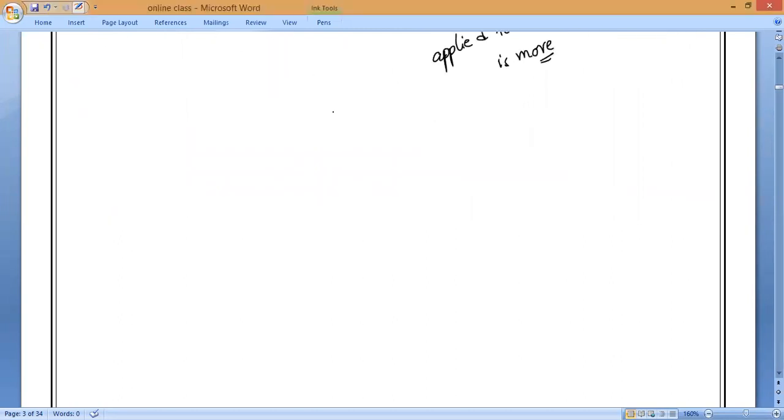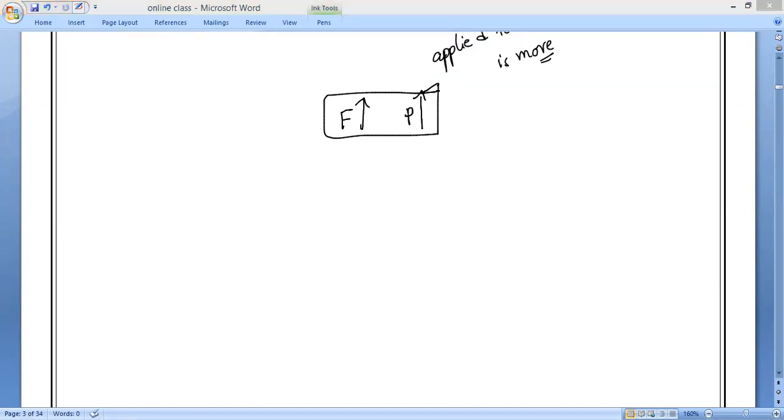Yes, please respond. Larger the force means the force is more. So what about the momentum, I am asking? Greater will be the force. Do you understand? So if the applied force is more, then what about the momentum, guys? What will be the change in momentum? Greater will be the change in momentum. The larger the force, greater will be the change in momentum.